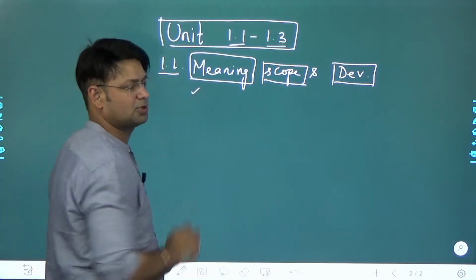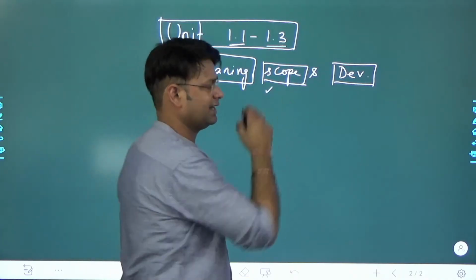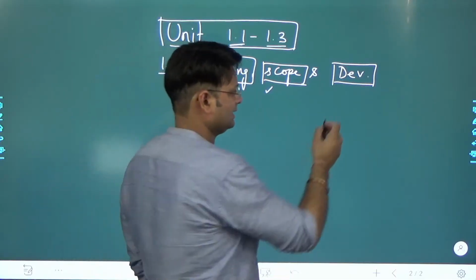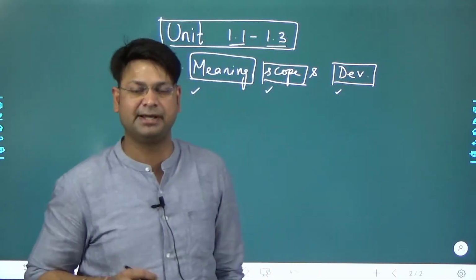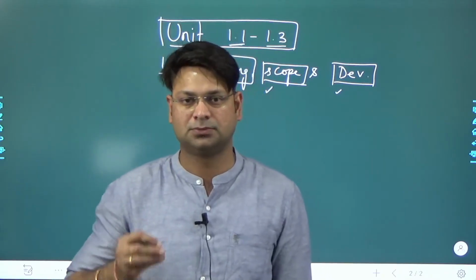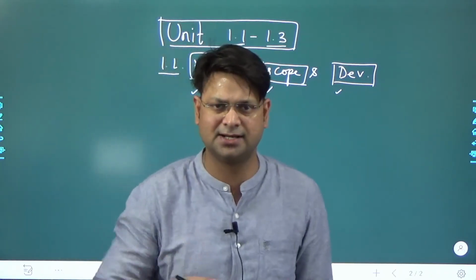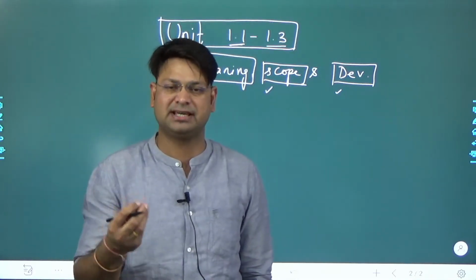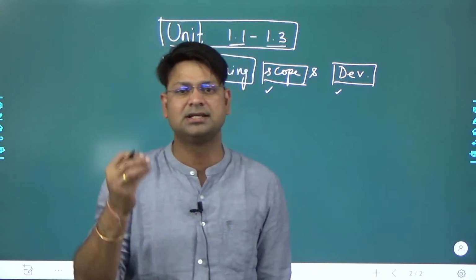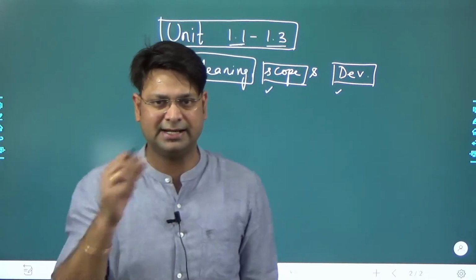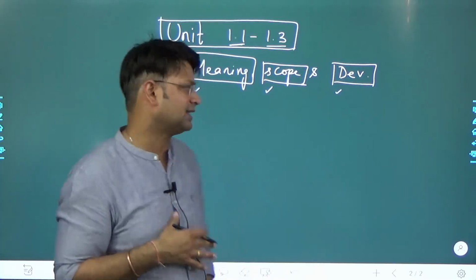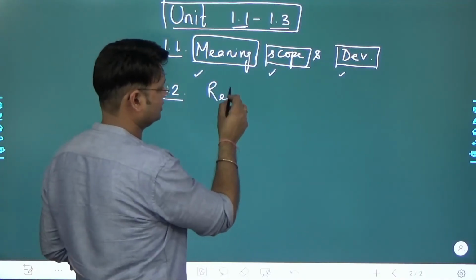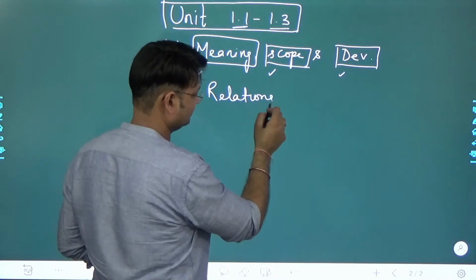So you all know that anthropology is the study of man. The scope is very wide, covering all aspects of mankind, and it started as a discipline formally in the late 19th century, right? But informally we say that anthropology is as old as humanity itself. In the second unit, relationship of anthropology with other disciplines.